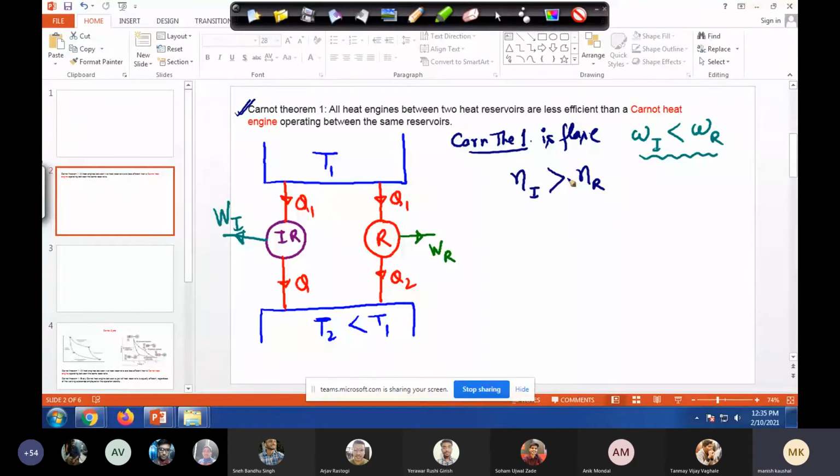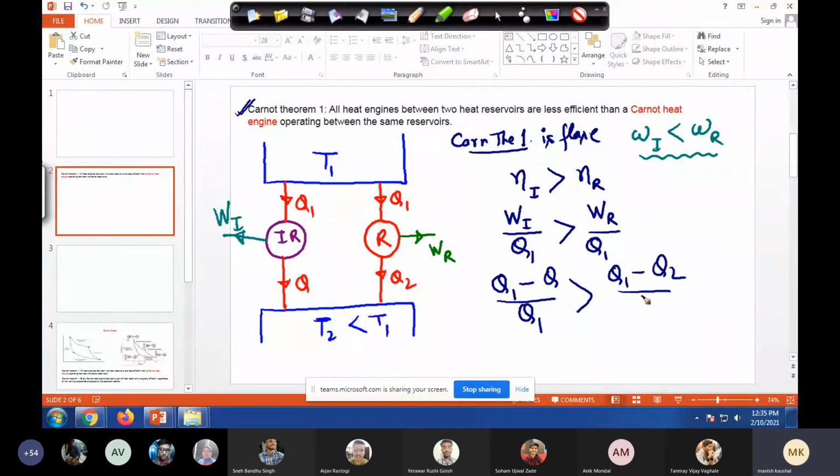Okay. Fine. Now, eta I we can define as Wi by Q1, greater than Wr by Q1. Okay. Now Wi I can write as Q1 minus Q by Q1, greater than, for this I can write Q1 minus Q2 by Q1.